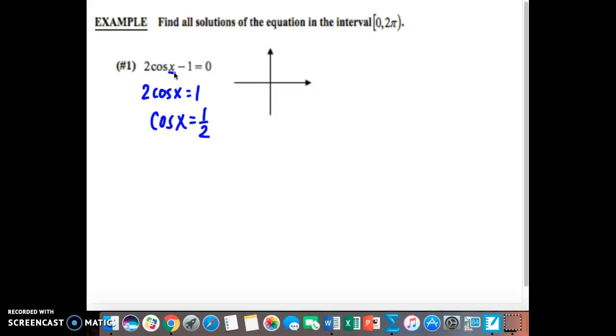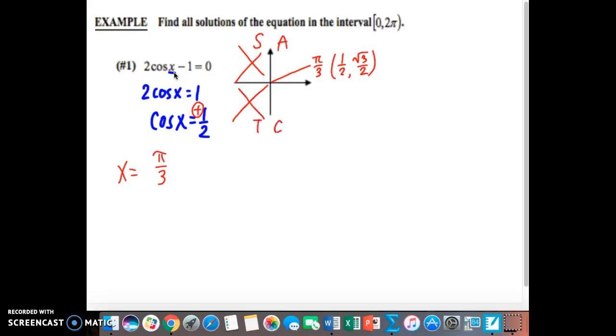Thinking of the unit circle, we know that at the angle pi over 3, we have a terminal point of 1/2, square root of 3 over 2, which tells us our cosine value of pi over 3 is in fact 1/2. So we know one of our x's will equal pi over 3. And since it's positive 1/2 and not negative 1/2, we cannot have an angle in the second quadrant, and we cannot have an angle in the third quadrant, because referring back to all students take calculus, cosine is positive in the first quadrant and in the fourth quadrant.